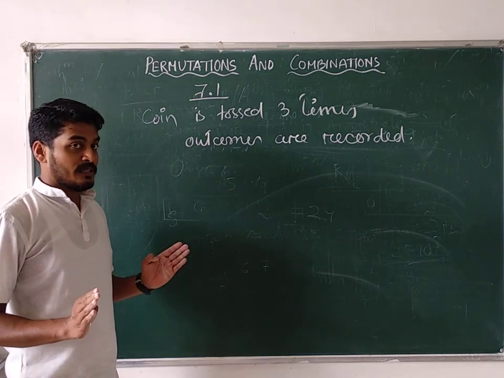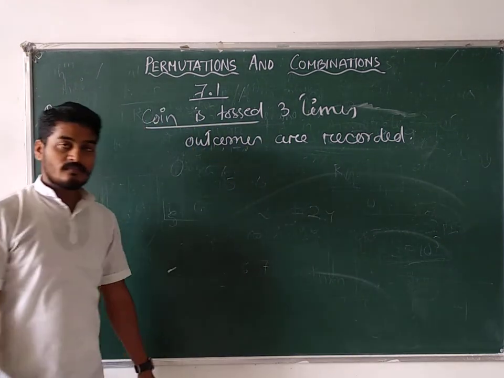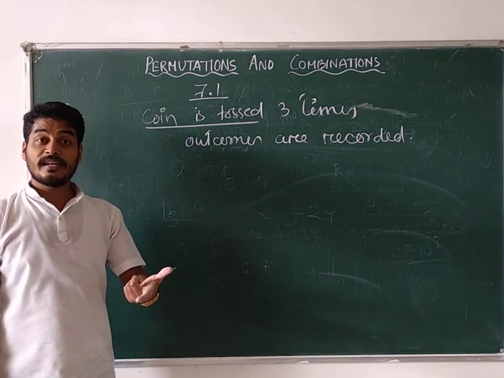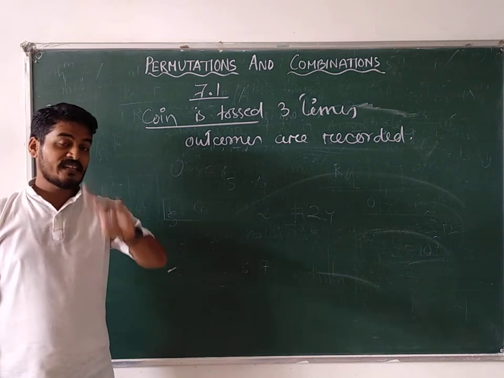Think about the situation properly. What you have to do? You have to toss a coin. You have to toss a coin for how many times? 3 times. That means I will repeat the same activity 3 times.